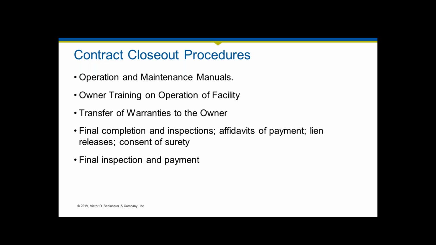And to that end, you need to think about, okay, what are some of those things? Do we need operation and maintenance manuals that are part of the contract? Has that been prepared and turned over? What's the owner training on the operation of the facility look like? What are the warranties that have come with the equipment that has been installed? Has that been transferred to the owner? And what does it look like as far as punch lists and final completion and inspections? All of these things need to be addressed as part of the closeout.